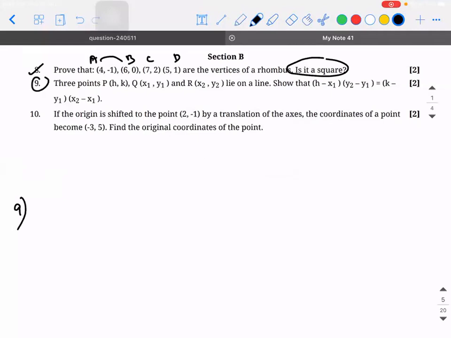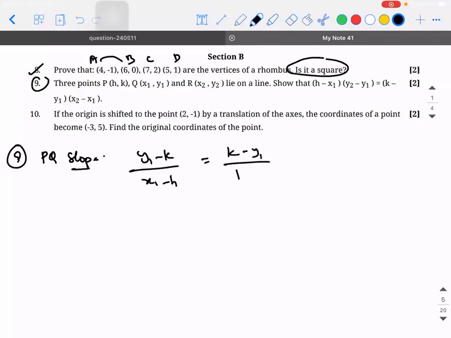Three points P, Q, and R lie on a line, which means they are collinear. If they are collinear, what is the condition between them? The slope should be the same, so find the slope of the points. Slope of PQ is y1 minus k divided by x1 minus h, or I can write it as k minus y1 divided by h minus x1.